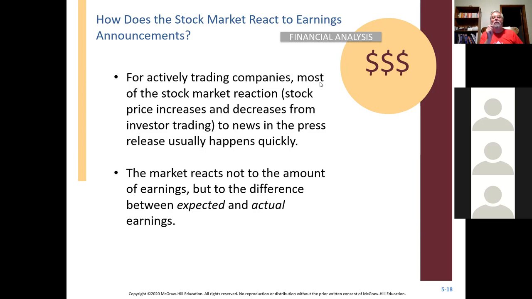And notice the second bullet point. When it comes to the reaction to the market, it's not the amount of the earnings that the market is reacting to, but a difference. When it comes to expectations, the market or the financial analyst, they are provided guidance as to what earnings are going to be for the quarter's end. So the expected earnings, that is basically being provided beforehand. The concern is when the actual differs from the expectation. That's what's going to drive the movement in the stock.